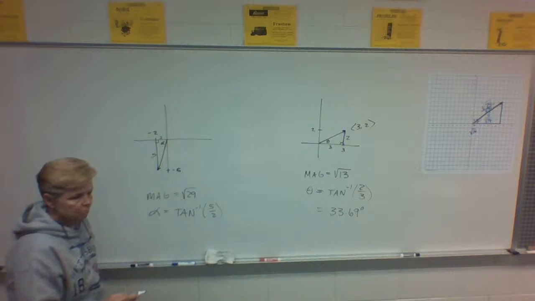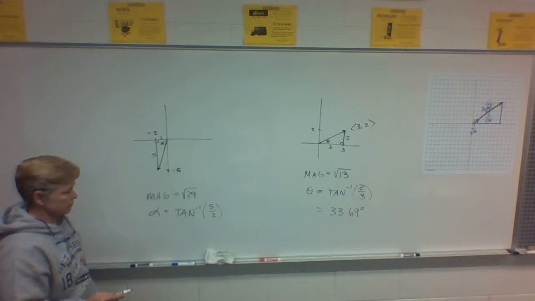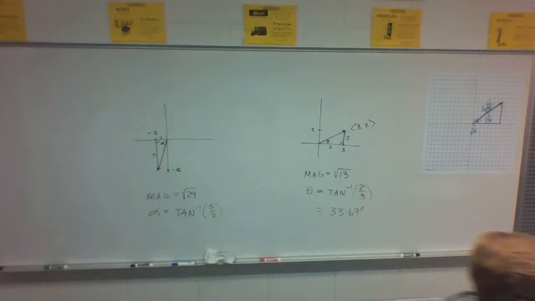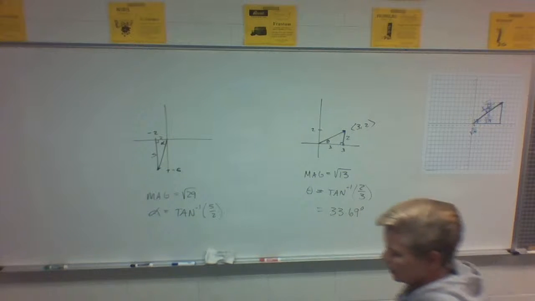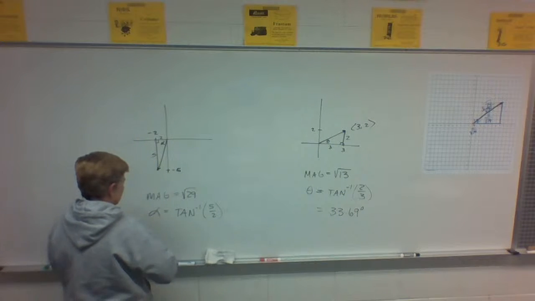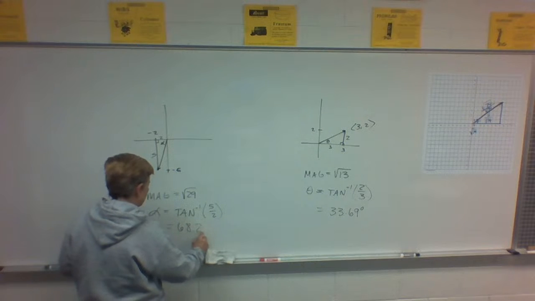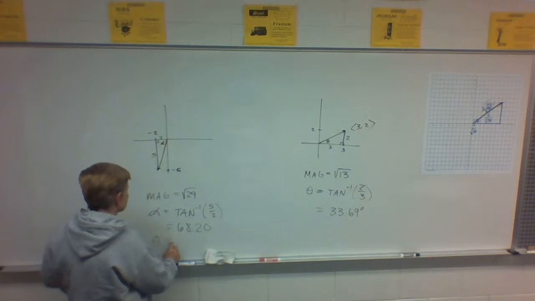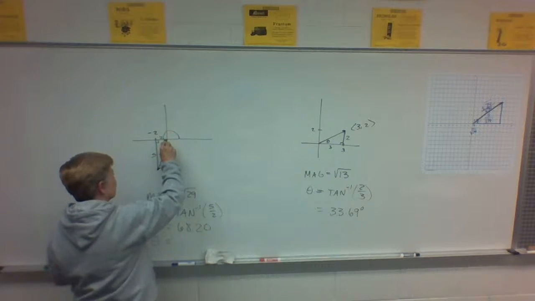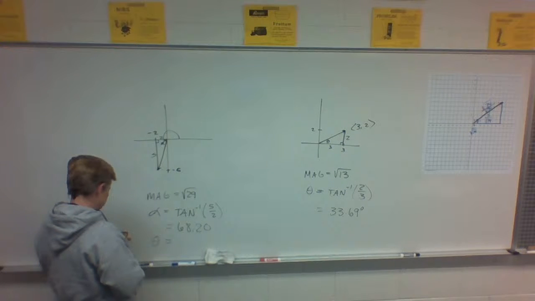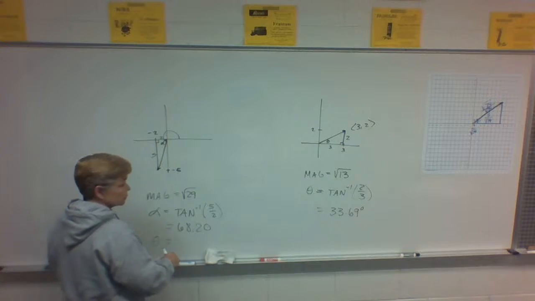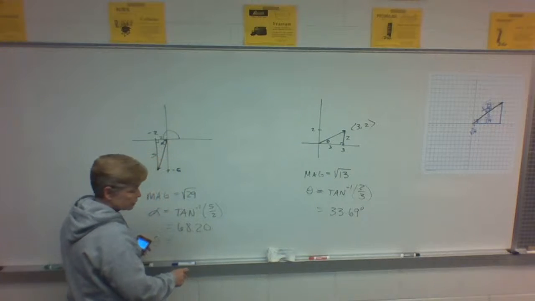Are you okay on that? Okay, and that's alpha. So what's the inverse tangent of 5/2? 68.20. Which means that theta is what? This being theta. 248, right? That's its direction angle.